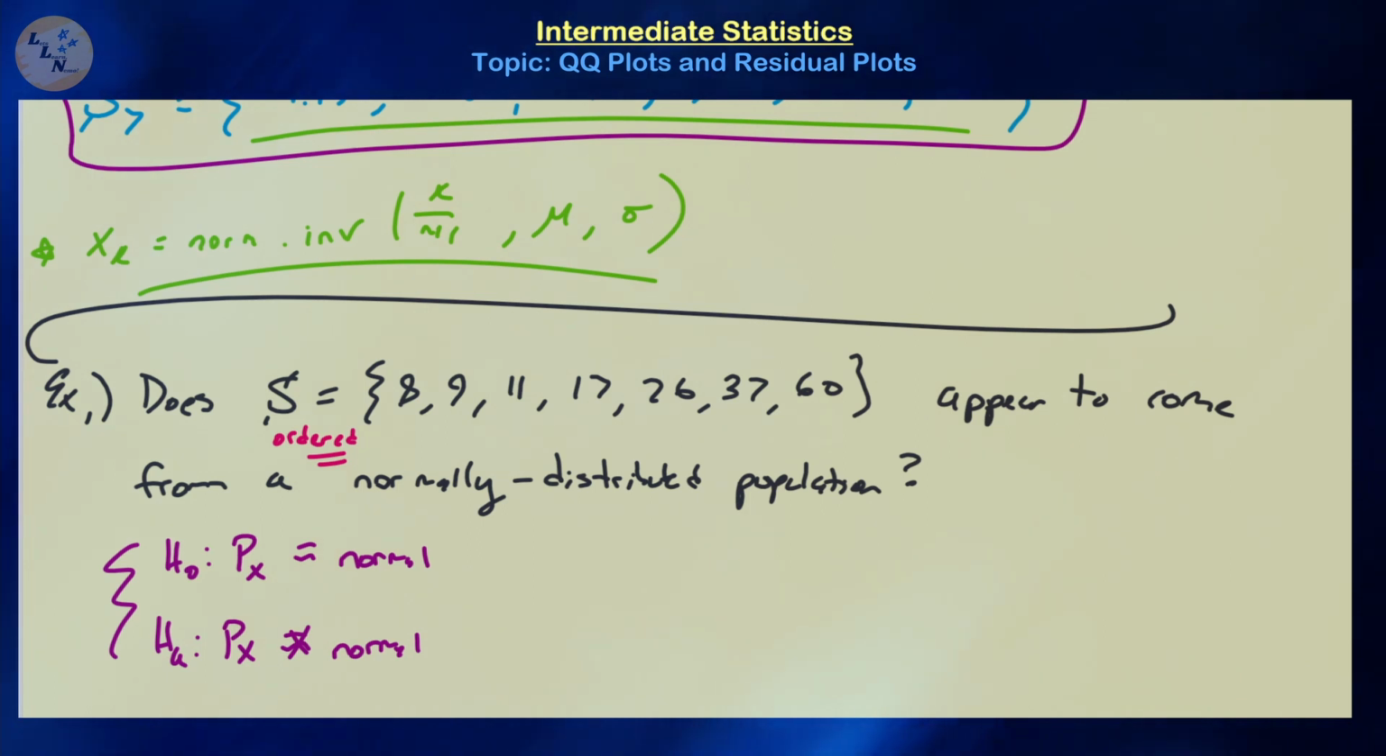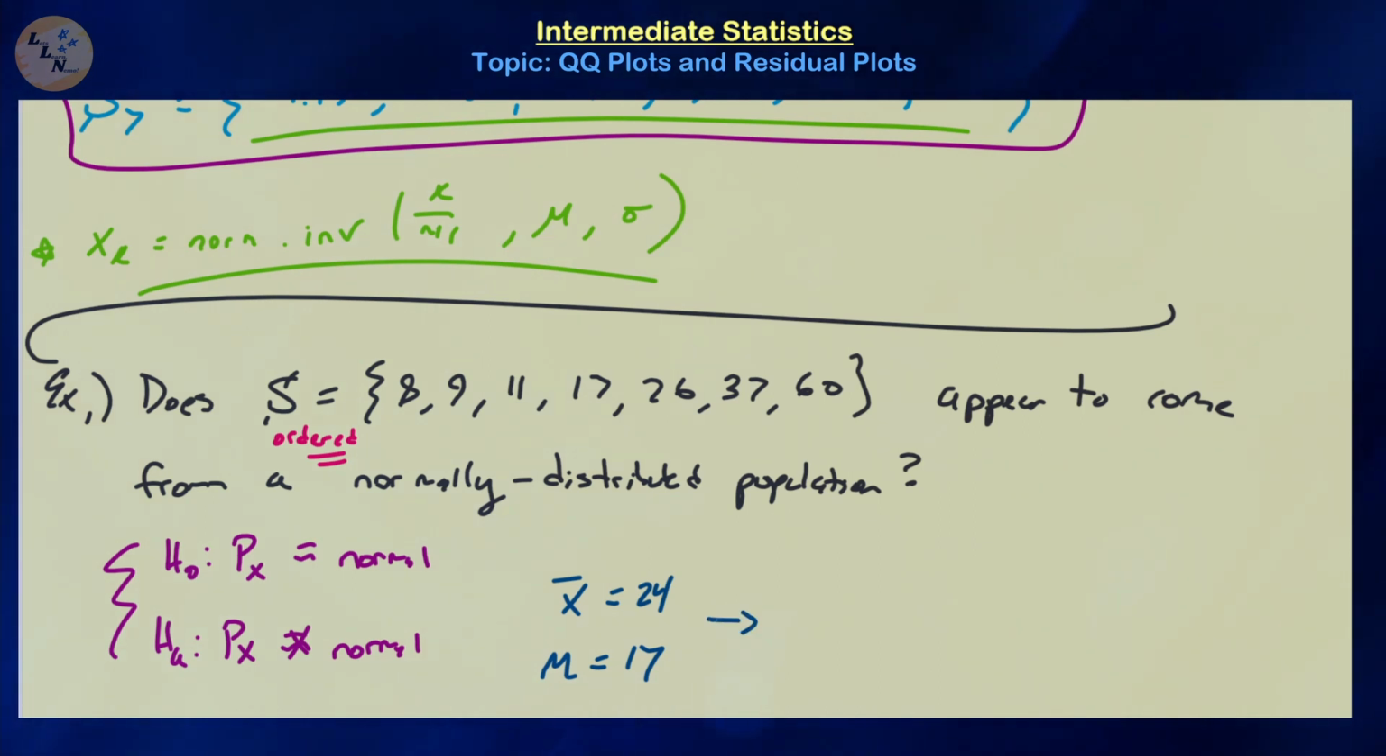If we just look at a couple different metrics, for example, the mean is going to be equal to 24, and the median of this data set is going to be equal to 17. Remember, if the median is less than the arithmetic mean, then we have evidence to believe that the data will be skewed to the right. So it appears to be skewed right.